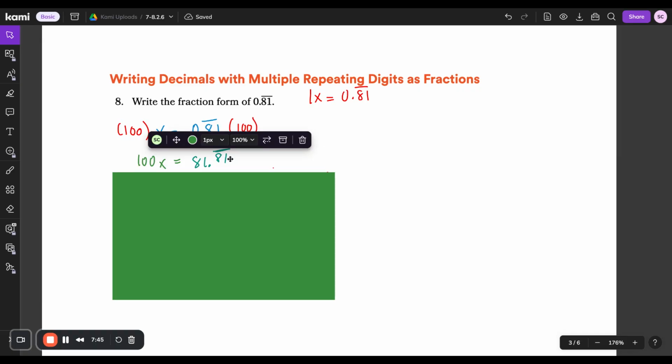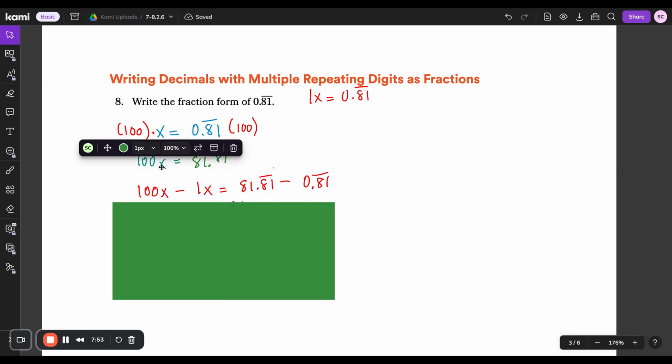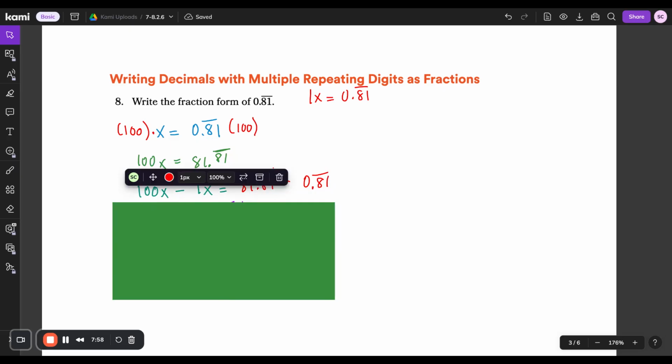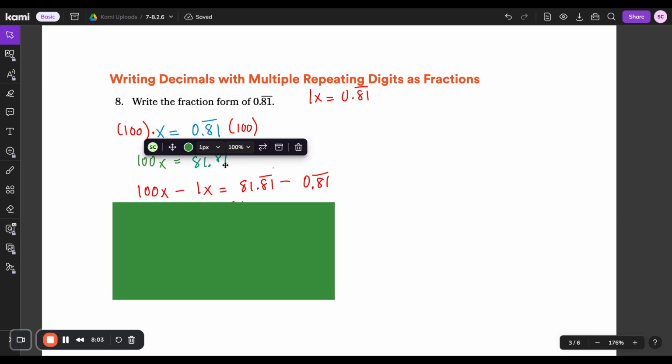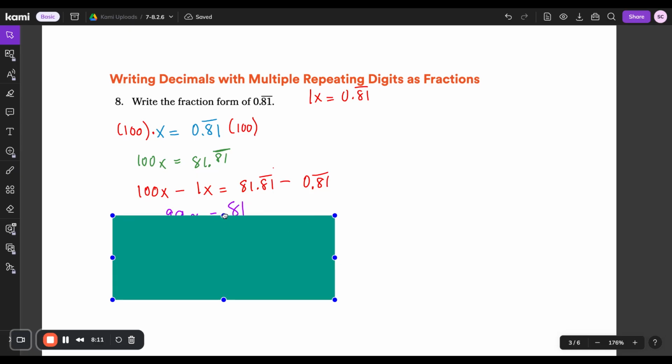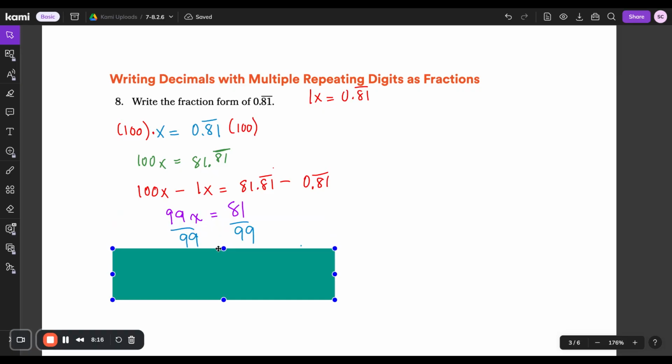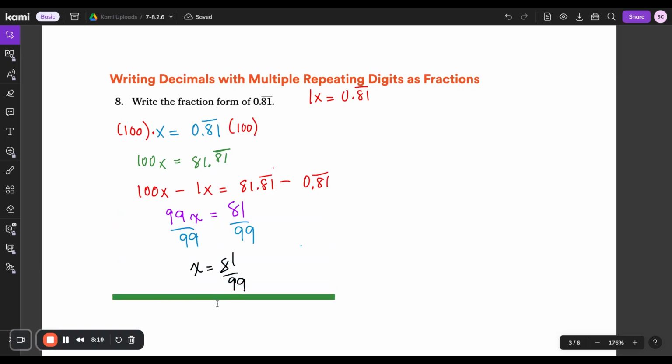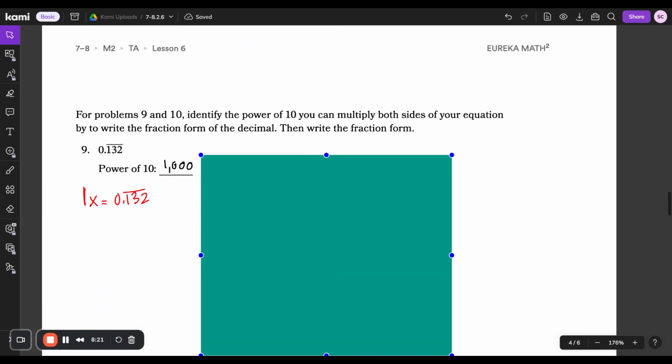Again, we're just shifting everything to the left. From here, we are going to do the subtraction the exact same way. So this is going to be 100x minus 1x, still only subtracting by 1 because we're trying to get 1 less than whatever our power of 10 is. Then we have 81 and 81 hundredths repeating, and we're going to subtract 1x, which is the 81 hundredths repeating. When we subtract, we are left with 99x is equal to 81, dividing by 99 on both sides, and we have x is equal to 81 over 99.